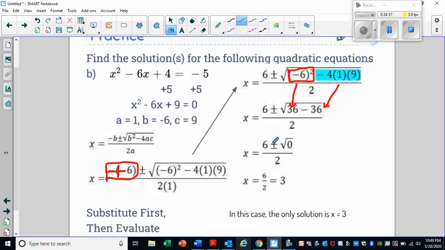So since that's the case, if we go back to our original problem, we have 6 plus or minus square root of 0 over 2. Now, since we have a 0, both plus and minus sign go away, because if you add or subtract 0, your initial value doesn't change. So now we have x is just equal to 6 over 2. And 6 over 2 simplifies to 3. And since we only have one 3, x equals 3 is our only solution.